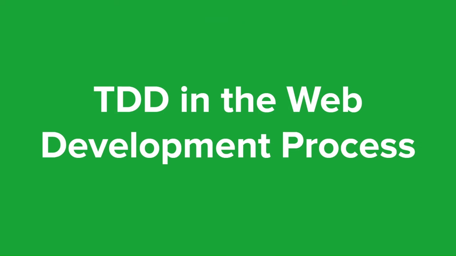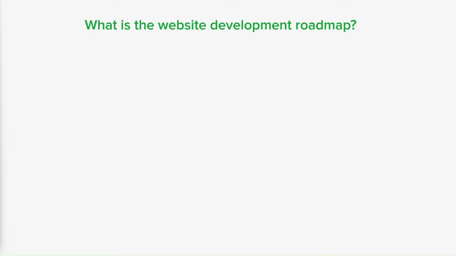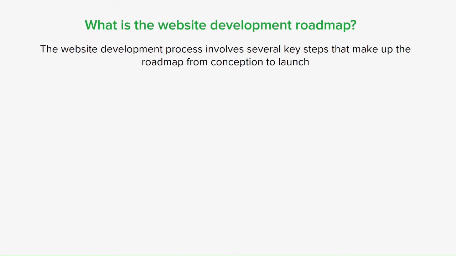So now let's talk a little bit more about the web development process and where TDD comes in. So what is the website development roadmap? The website development roadmap process involves several key steps, and essentially all of these steps make up the roadmap from conception all the way to launch. So here's a general overview. First up, we have project discovery. This is the initial phase, and it involves understanding the client's goals, target audience, and project requirements. Discussions and brainstorming sessions help to clarify the scope, features, and overall vision for the website.